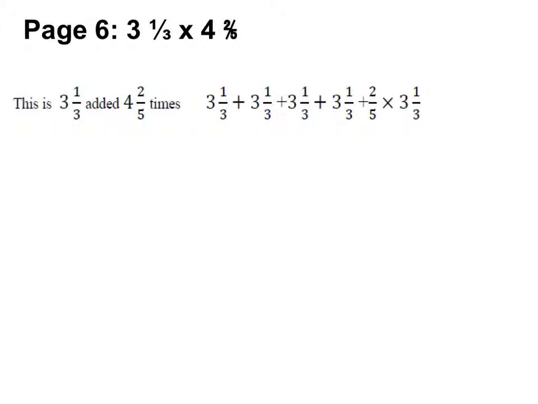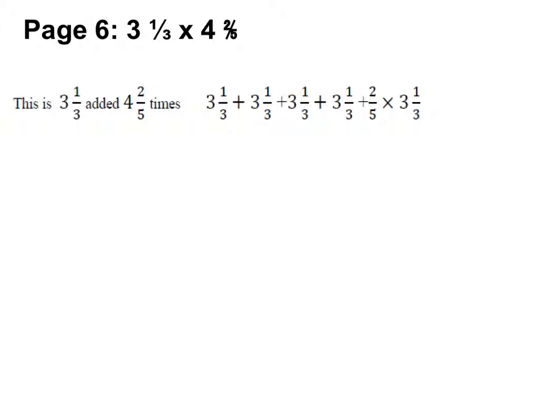Okay, last example on this worksheet, so turn to page 6. I know, so for some of you, this is a lot. So this is our last example to go through. So it's going to be another fraction. So I have 3 1/3 times 4 2/5. So I'm going through the break apart method.